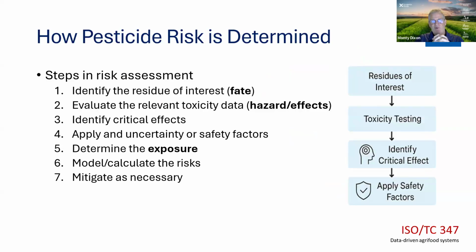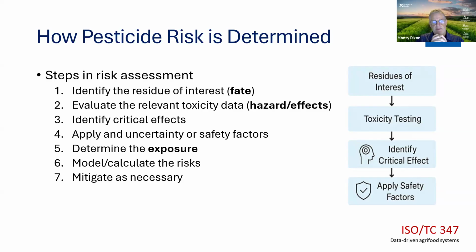So how is pesticide risk determined? Well, the first thing is you have to identify what are the residues of interest. You know what you're starting with, but what do those residues become? Then you have to understand, from those residues and what they become, what is the hazard or what's the risk associated with those residues? What are the critical effects?